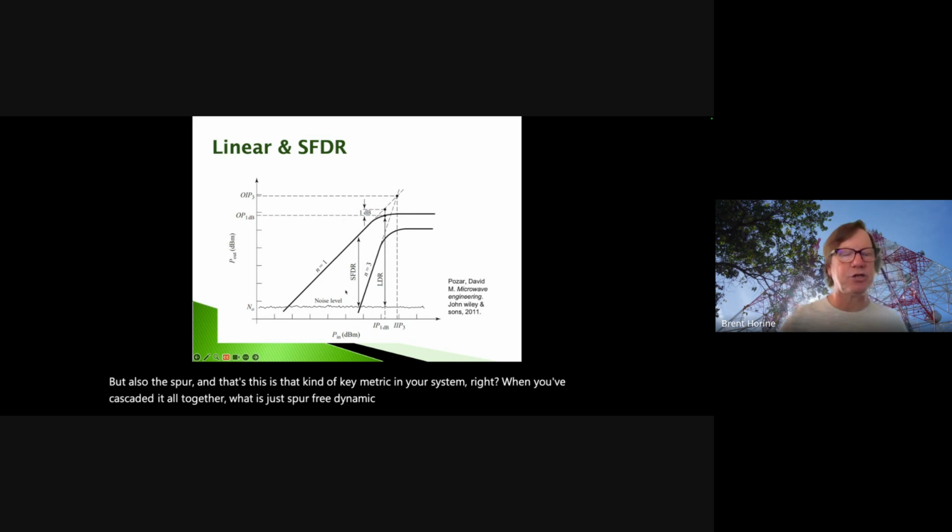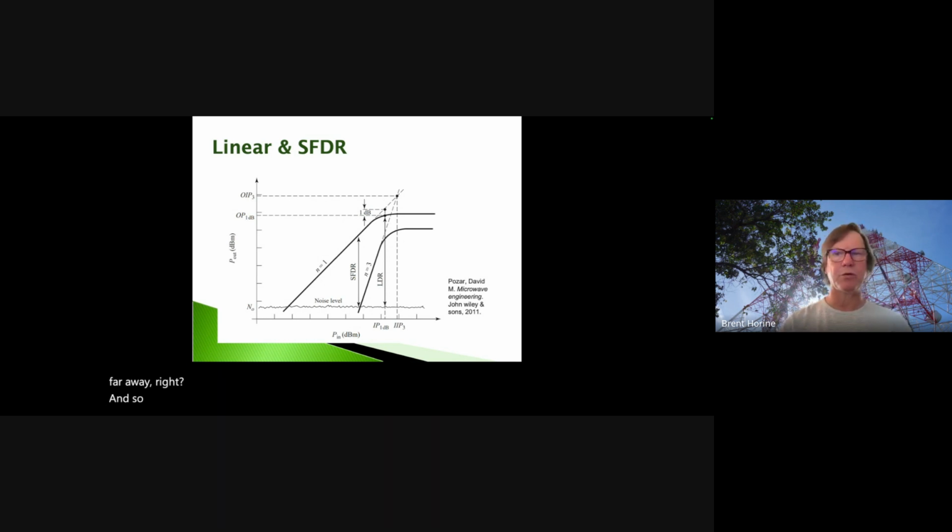And what this allows you to do is that by having a very high spur-free dynamic range, it means that we can receive a clean signal from a station that's very close to us, and also at the same time one that's very far away, right? And so that helps our dynamic range. So we need to be able to design our system so it can handle strong signals and weak signals at the same time.